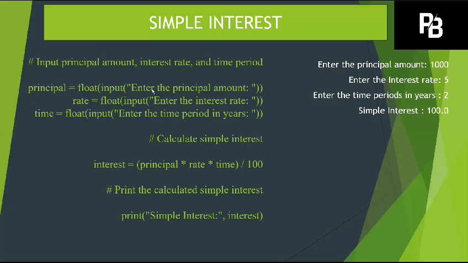So here I input my first principal amount, then interest rate, then period in years. So three inputs are there: principal, rate, and time. Now, what is the formula of simple interest? The formula of simple interest is principal times rate times time divided by 100. So here I put my formula in a proper format, and then I store my value in an interest variable. My final answer is stored in the interest variable, right?